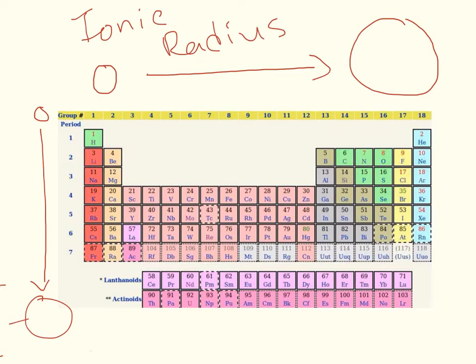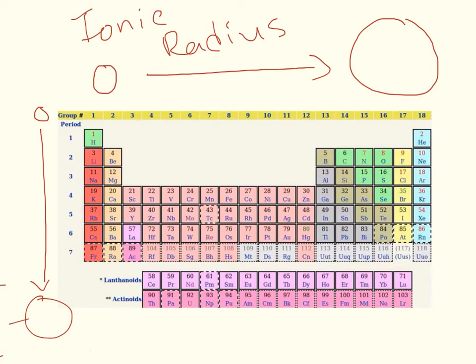The nonmetals have to get bigger to accommodate the extra electron, and the metals actually get smaller because they lose that electron and they're positive, and because they're positive they have a much closer hold on their outer shell electrons.